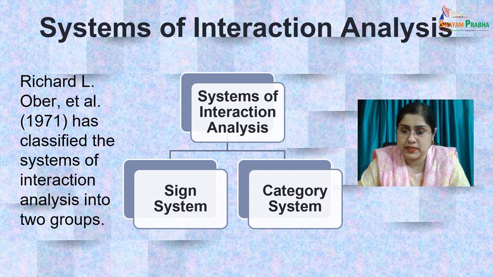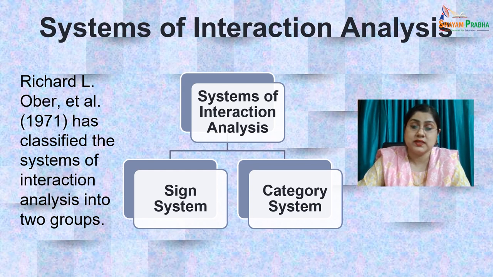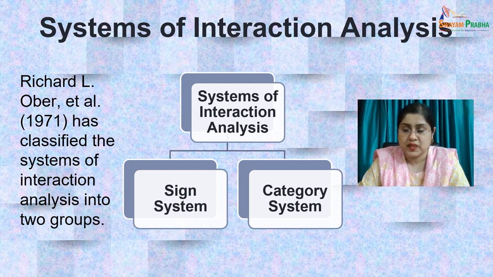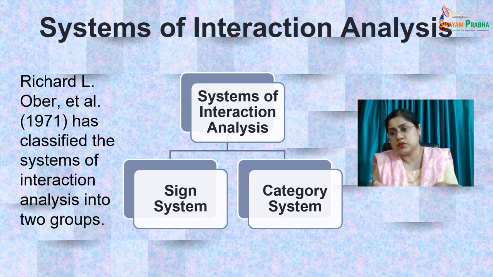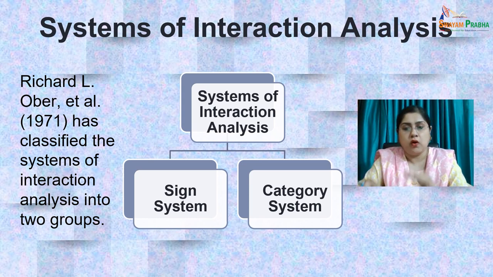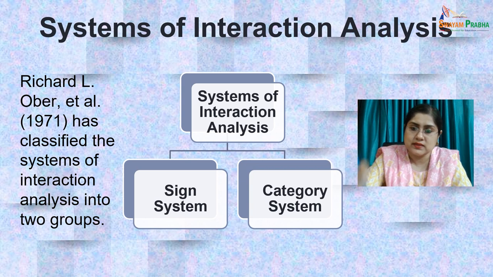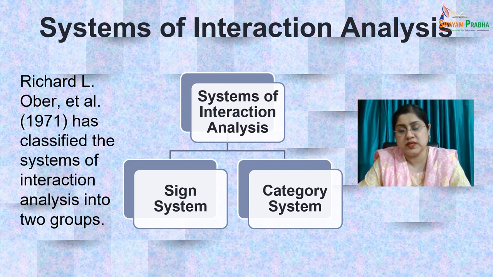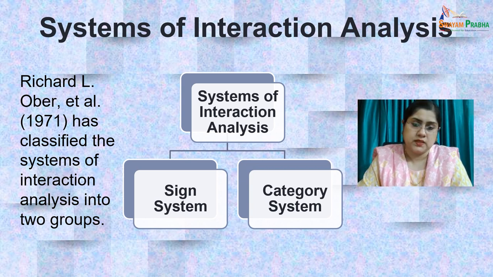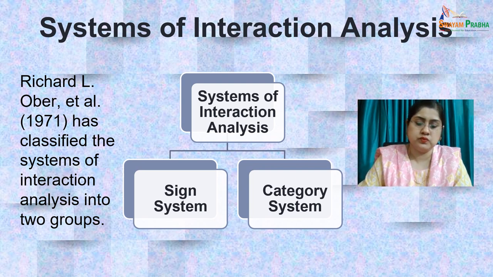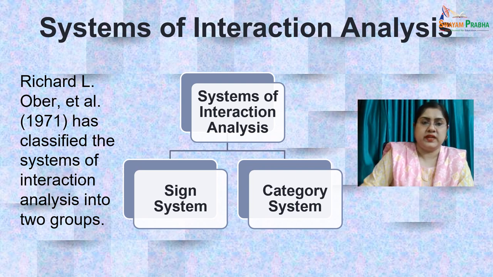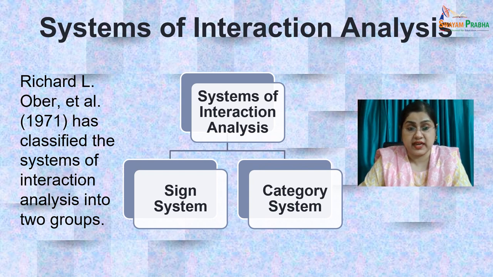Here a behavior may be encoded as many times as it occurs, which is contrary to the sign system where it is recorded only once. The sequence of occurrence of various behaviors is also recorded in the category system. So these are the two basic and very important categories of interaction analysis system.